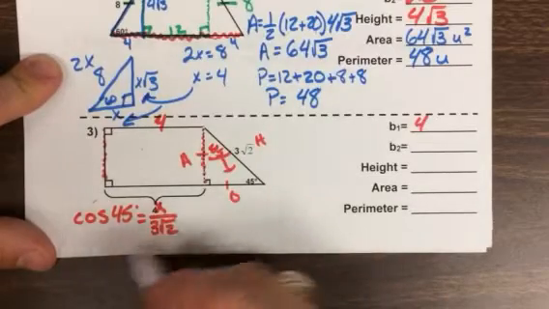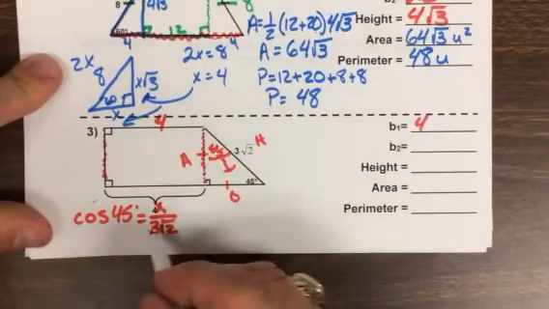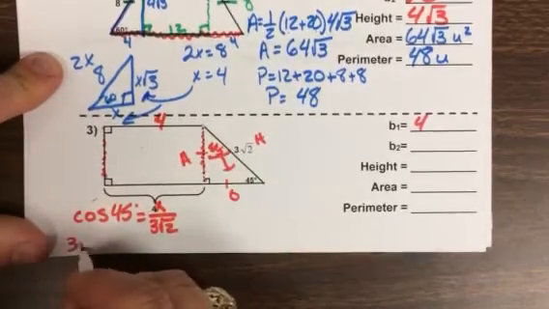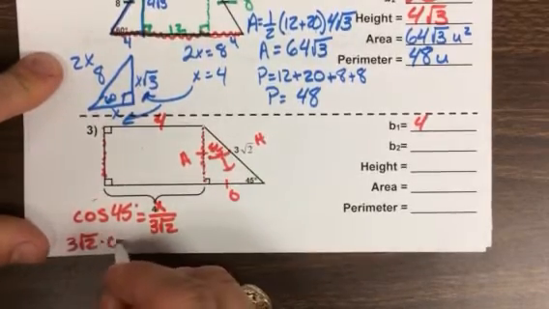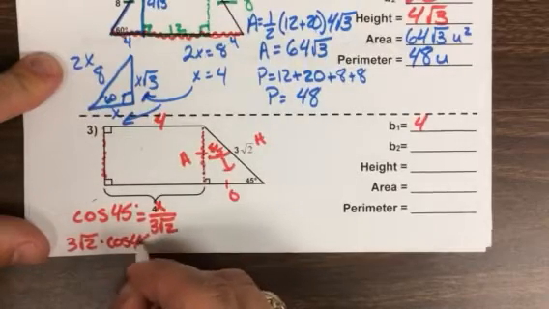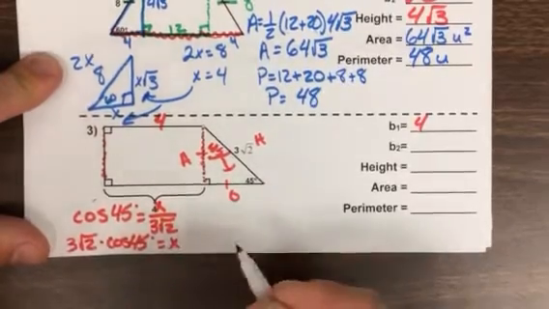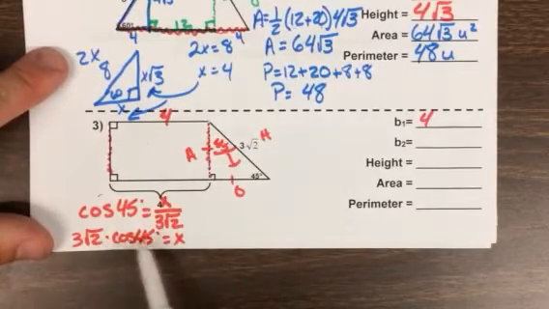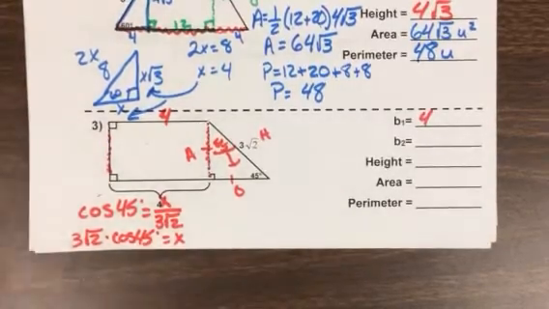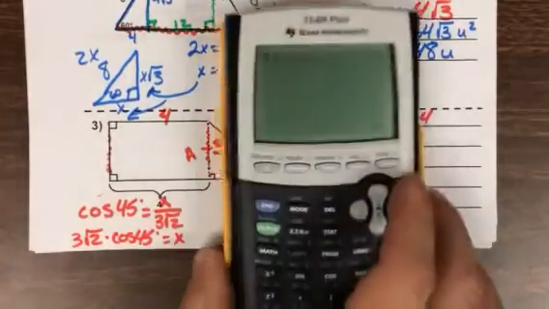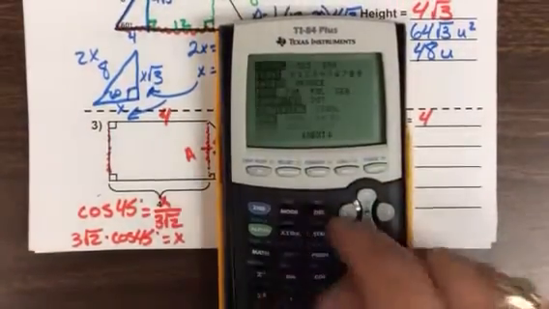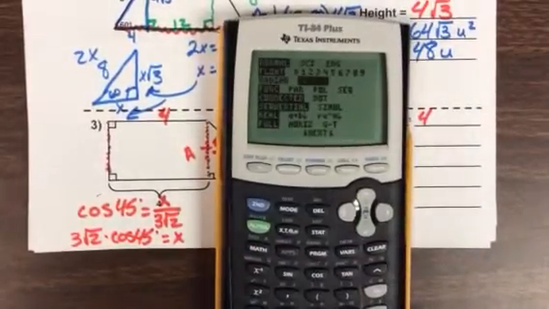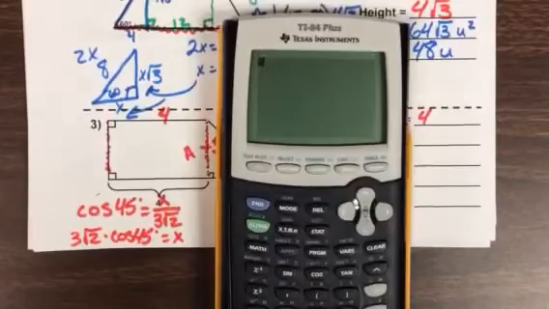Now, to get x by itself, we would multiply both sides by 3 radical 2, and I would say that 3 radical 2 times the cosine of 45 degrees equals x. Now be very careful when you put this in your calculator. If you don't get out from under the radical sign, you will end up with the wrong answer. So as I'm doing this, I'm going to take my calculator. First thing I'm going to do is go to mode, and I'm going to make sure I'm in degrees. Hit enter to make degrees highlighted. Go second mode to get out.